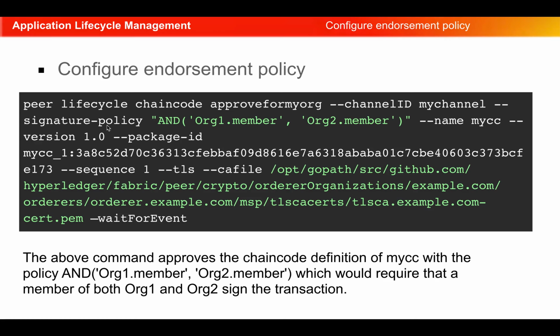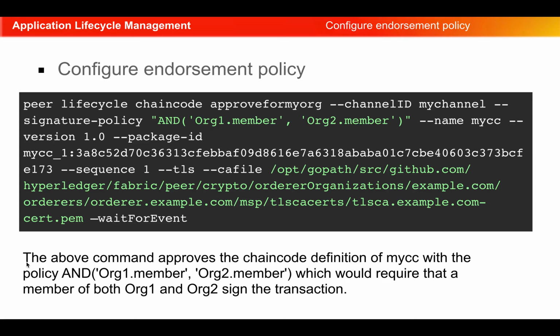Now, as we already know, we have to go through different stages when we install and instantiate the chaincode. As part of this, when we are trying to approve for a particular organization, which is this command that we are executing, at this point we can also set the endorsement policy, which you can see here, --signature-policy, and we are setting the endorsement policy over here.